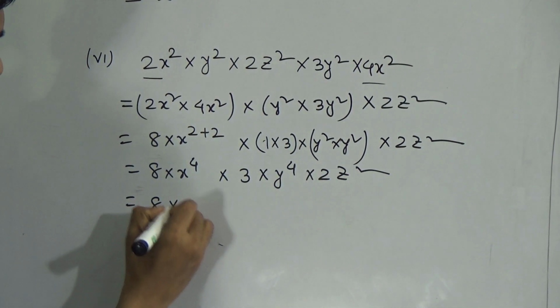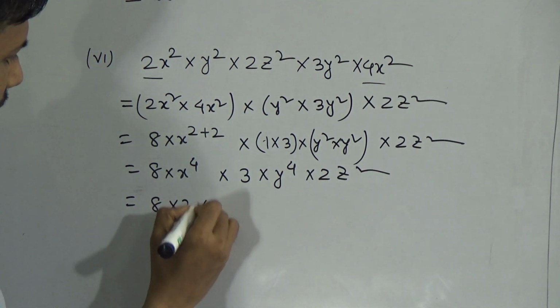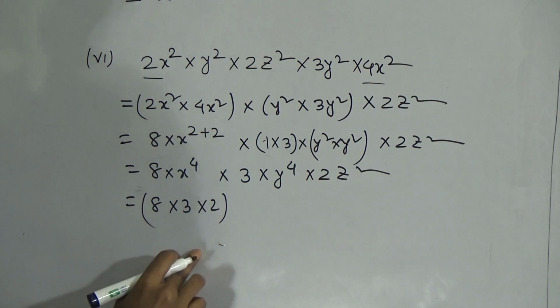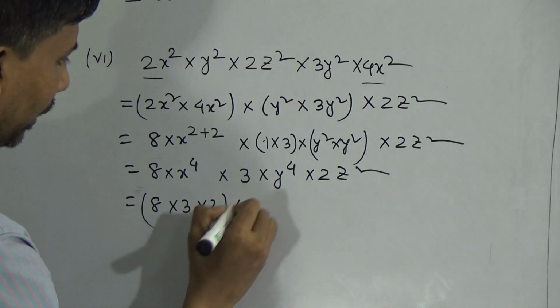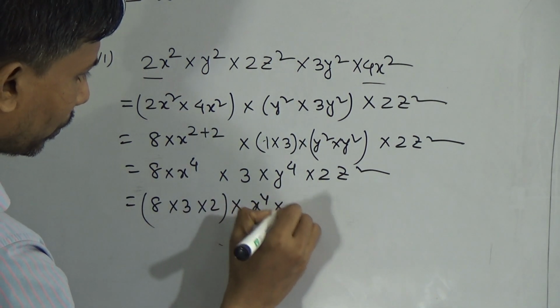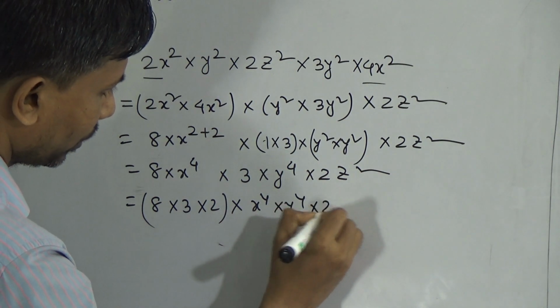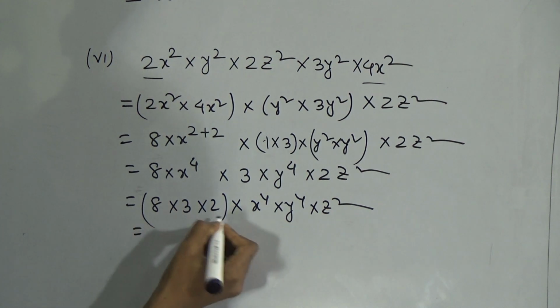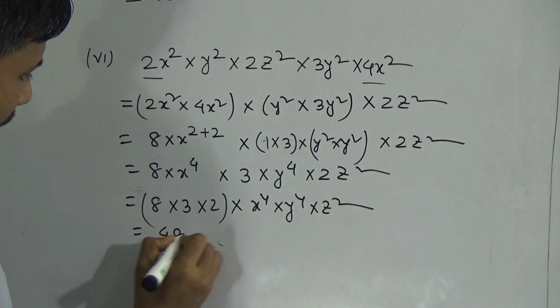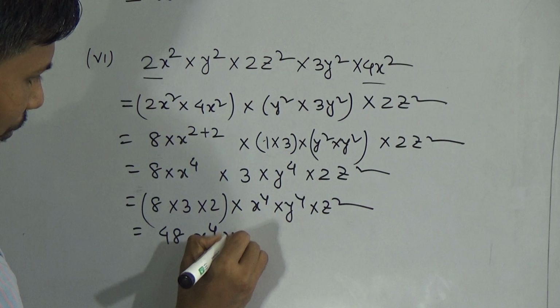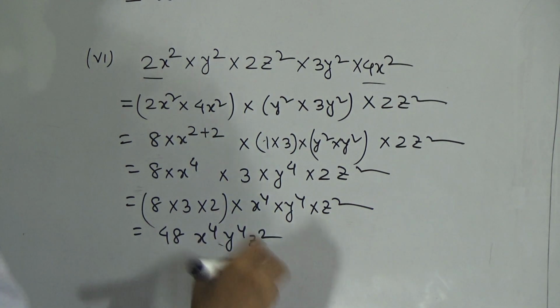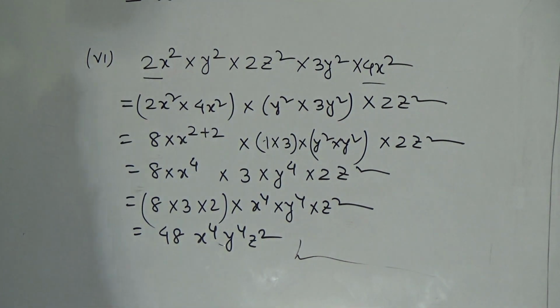Now 8 into 3 into 2, then x power 4 into y power 4 into z square. This is equal to 3 eights are 24, 24 into 2, 48, and x power 4, y power 4, z square. Okay, student, this is the result.